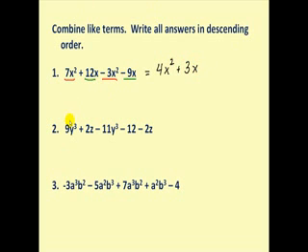Next problem, let's identify the like terms. We have a couple y cubed terms. We also have a couple z terms. So we know when we combine our like terms, we will have a y cubed term, and the coefficient will be 9 minus 11, which would give us negative 2. We know we'll have a z term. The coefficient of the z term will be 2 minus 2, which would give us 0.